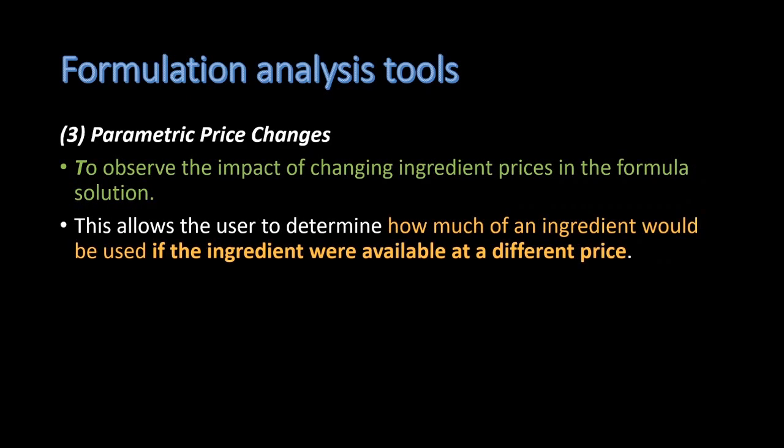So the next is the parametric price changes, to observe the impact of changing ingredient price in the formula solution. This allows the user to determine how much of an ingredient would be used if the ingredients were available at different prices. To accomplish this task, the user can change the ingredient price and resolve as many times as necessary. Some feed formulation software allows the generation of a summary graph called a price map, which is the result of plotting the formula cost at different ingredient prices.